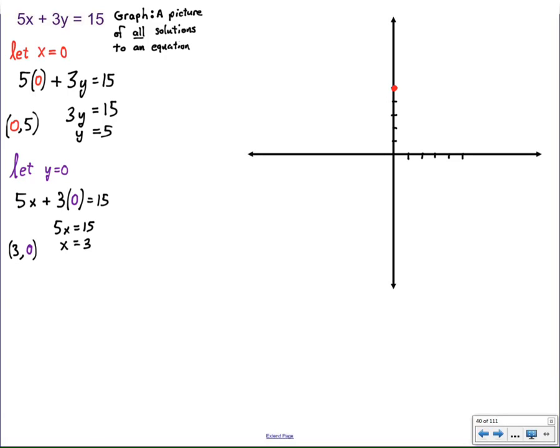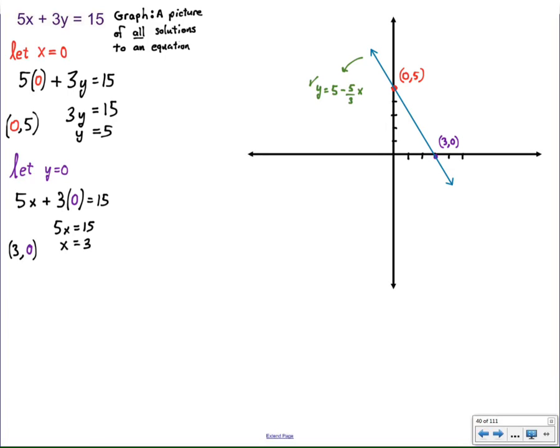In order for this equation to be a true statement, when x equals 0, y must be 5. In order for this to be a true statement, when y is 0, x has to equal 3, otherwise the equation stops being true. That means I found two solutions to my equation, one at (0, 5), which is really easy to plot, it's right there, and the other one at (3, 0).